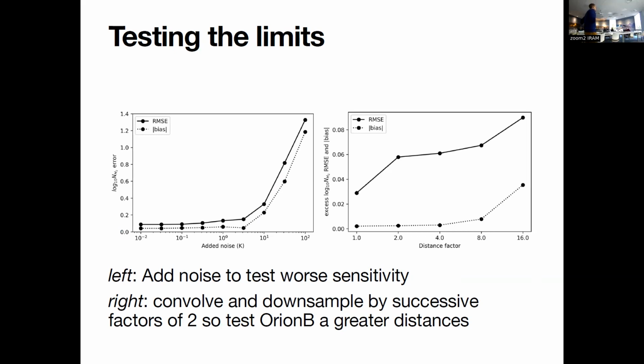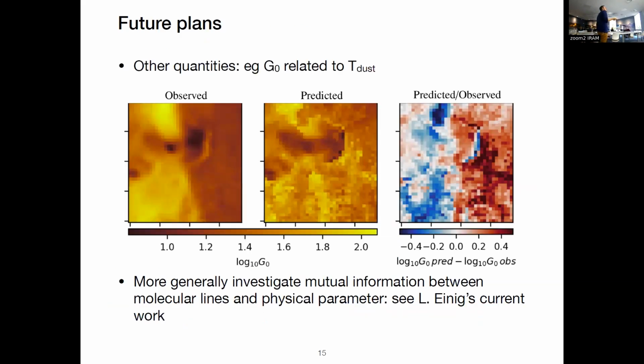And on the right, we tried to see how far we could push Orion B and move it away, by convolution and downsampling, to see if the information at high resolution was enough to recover low resolution. You see the same thing here for RMSE. It breaks down if you push Orion B 4 or 8 times farther, but it doesn't seem to work for farther places. Finish with future plans. Can we do it for other quantities?